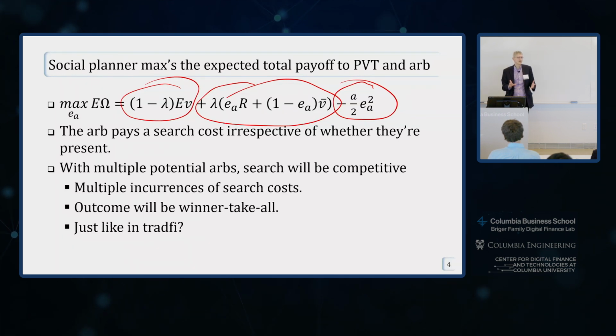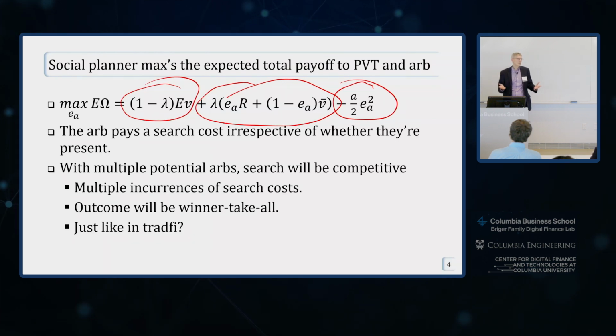If you think how this is going to play out in practice, we probably have many potential arbitrageurs. They have to decide on their search strategy at the beginning of the day. And given that there are multiple potential arbitrageurs, there's going to be some redundancy, replication of costly search effort to find these arbitrages. The outcome's going to be winner take all, and that will multiply the incidence of these search costs.